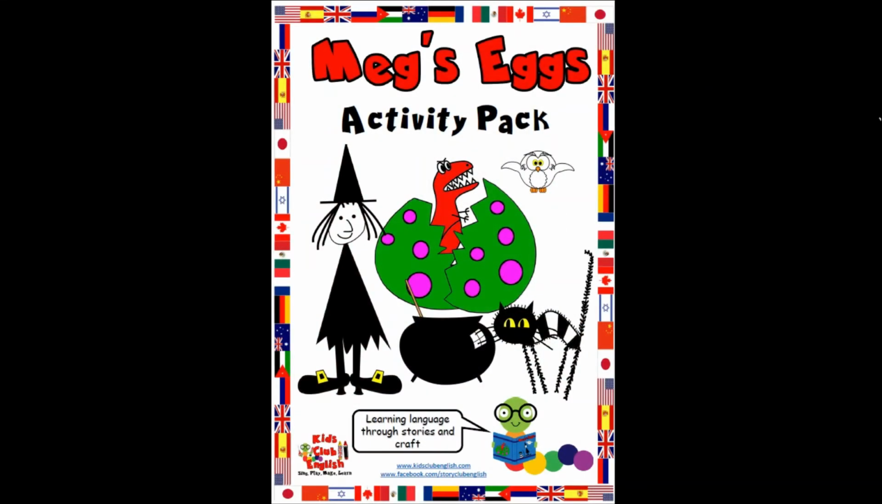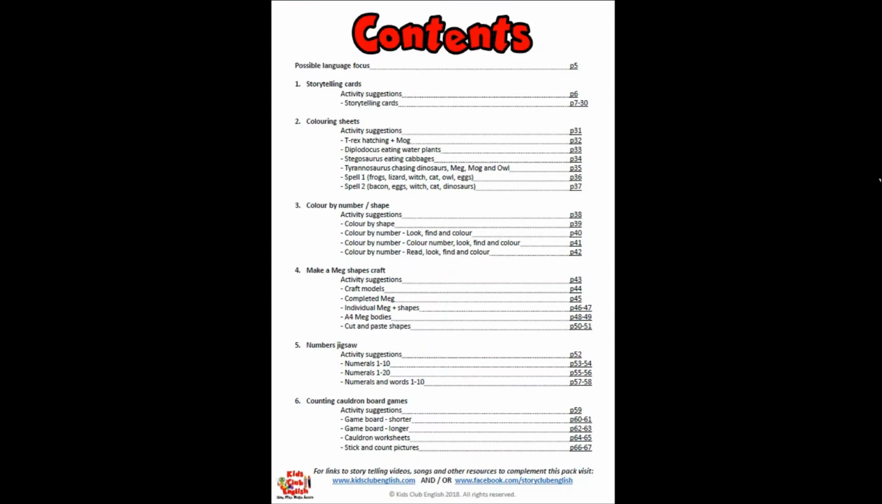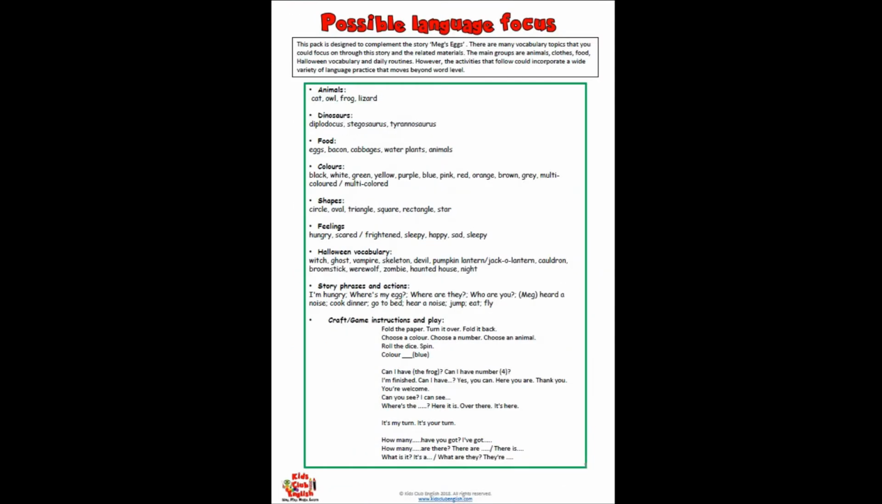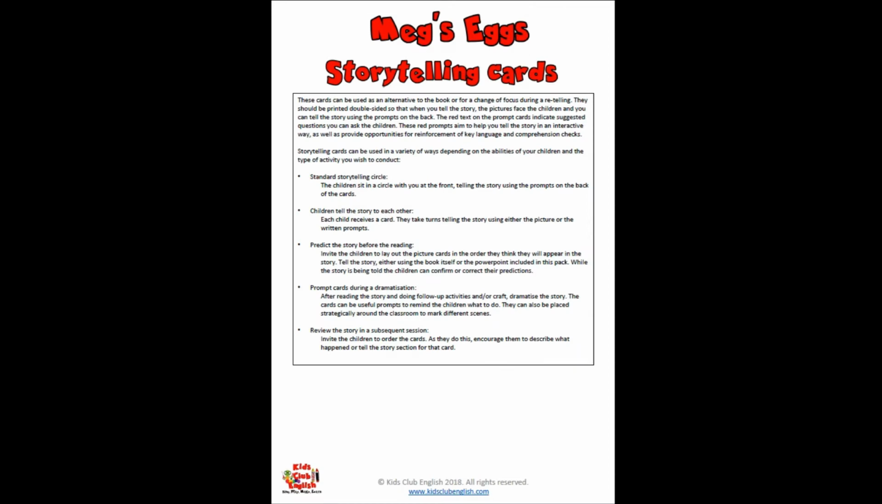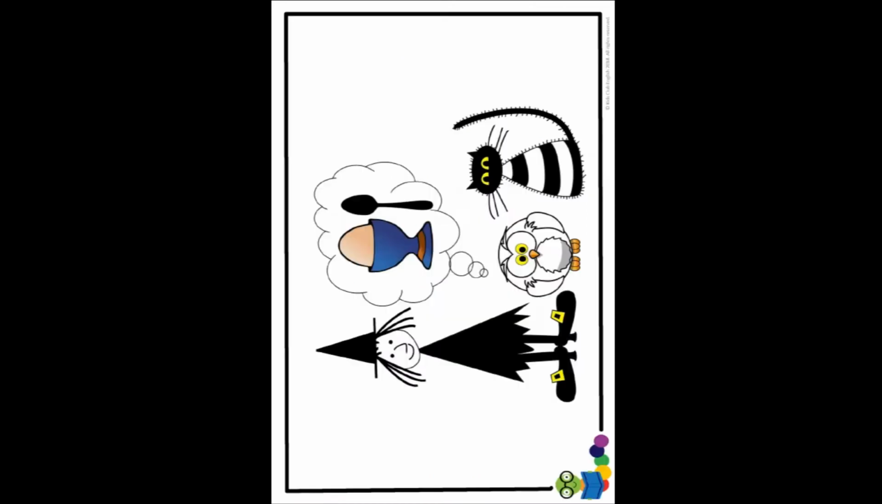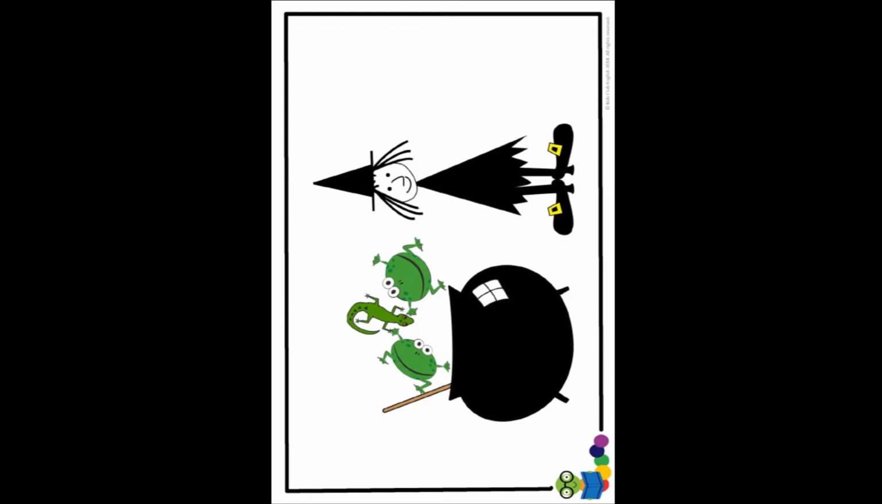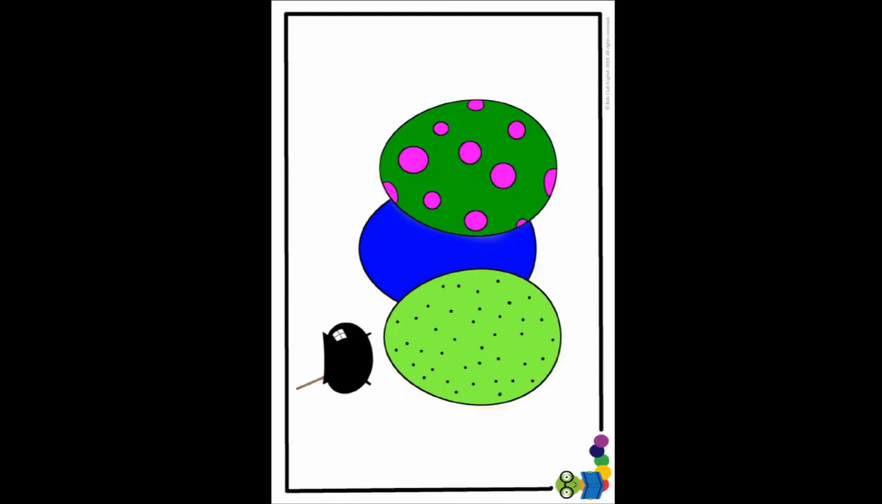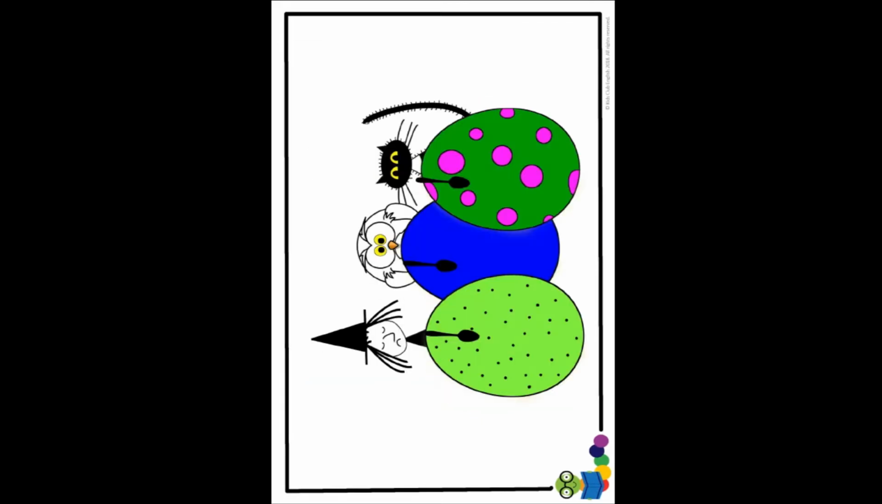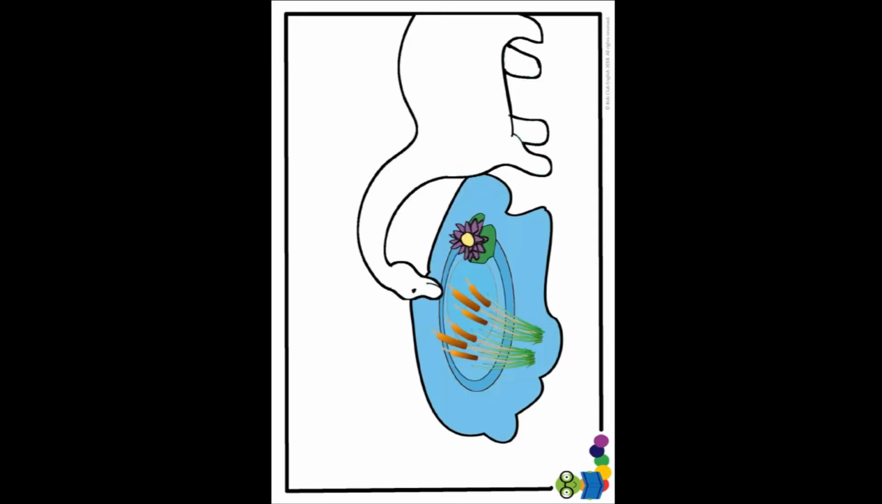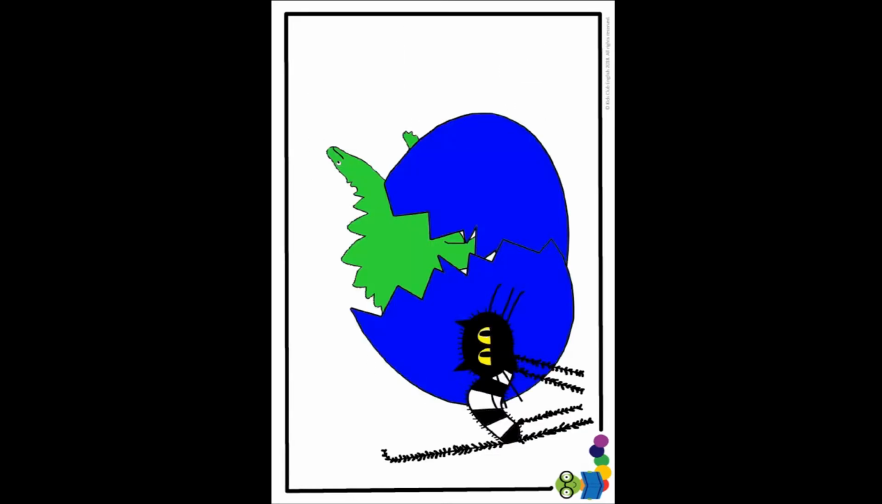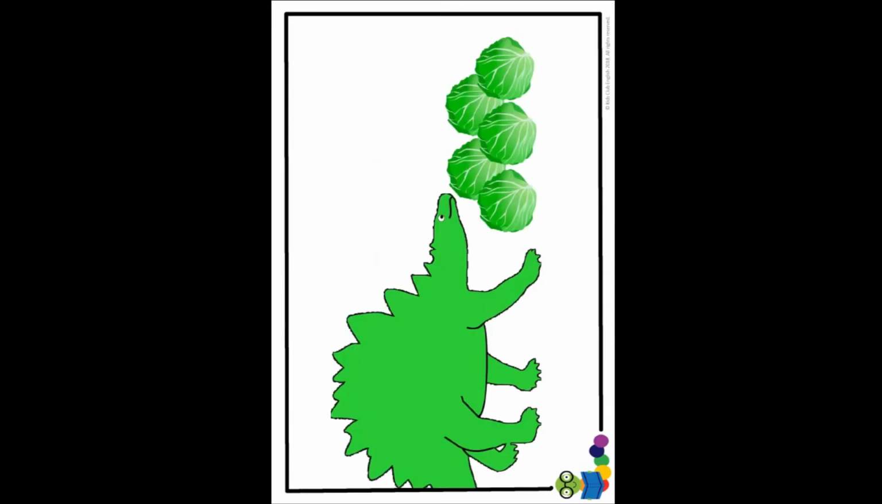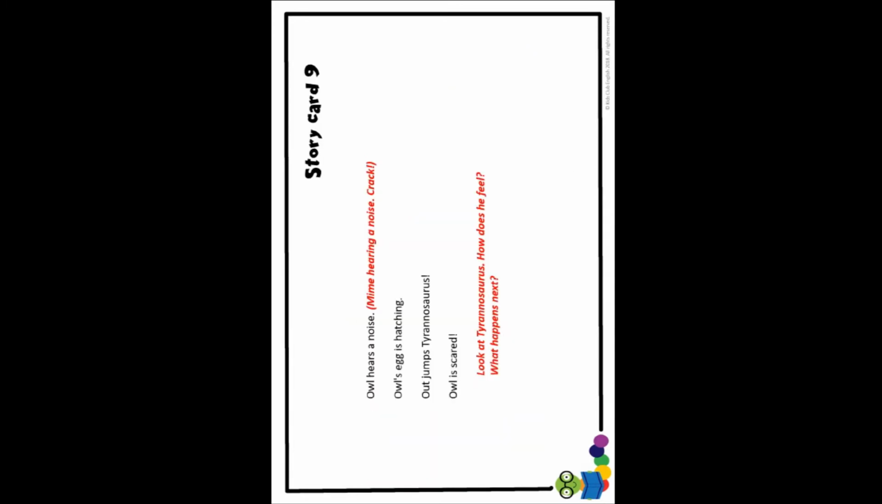Okay, so first of all you've got the cover, and then you've got contents with all the different resources. Then there's the language focus, to help you see what you can focus on in the story. Then the storytelling cards, so this is a simplified version, especially for EFL and ESL students. And on the back you've got red text as well, so that helps you with ideas for how to involve the learners in the storytelling, different colours and different ways to make the storytelling as interactive as possible.